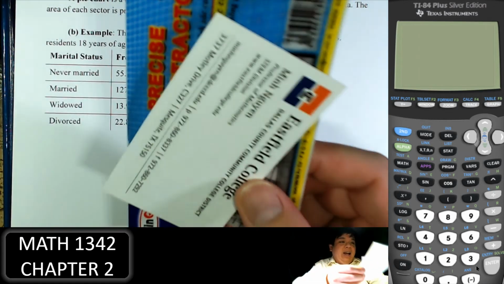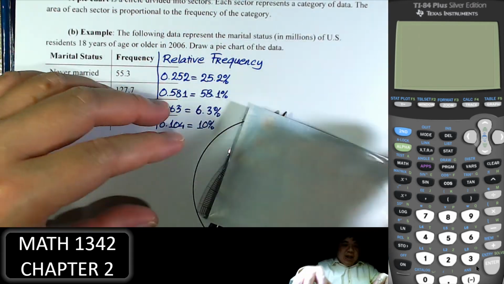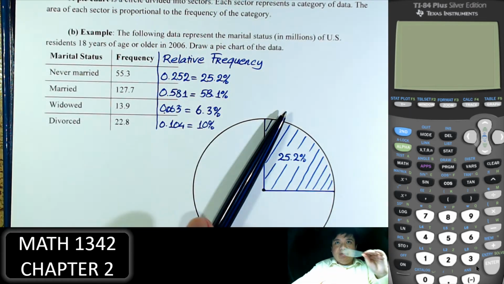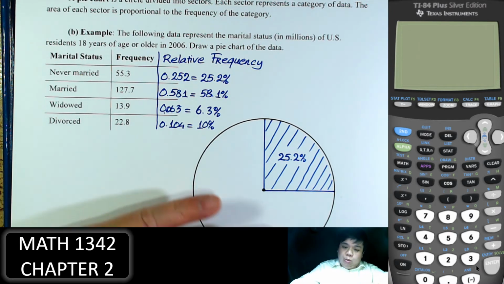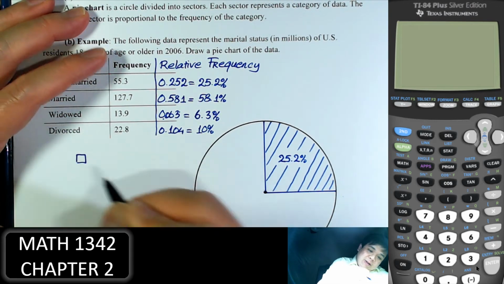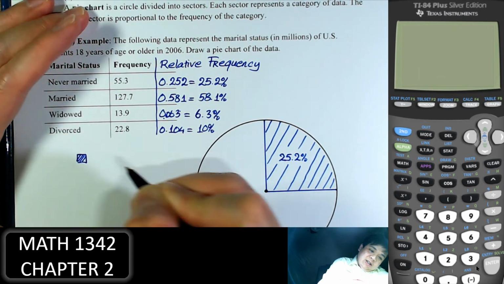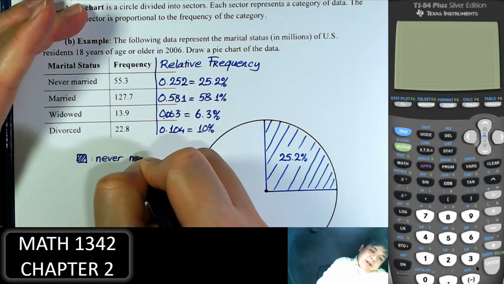Actually, we have a projector here, so we should convert to degrees to get the better graph. Right, next, so we label for this part in this color, that is never married.